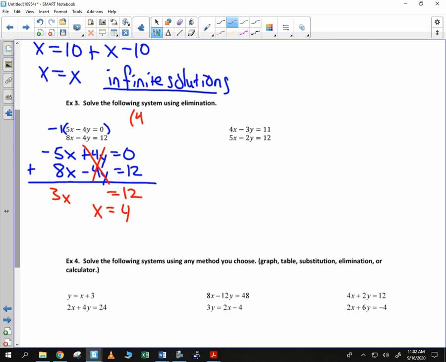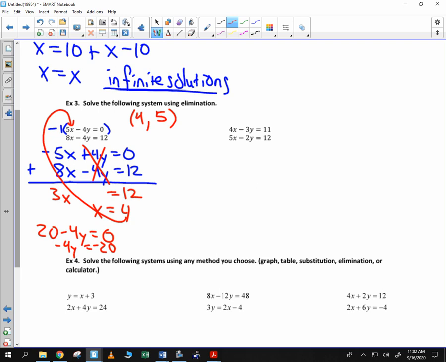So 4 is a solution for x. Plug it back in to solve for y. So I get 20 minus 4y is 0. Or negative 4y equals negative 20. So y is 5.